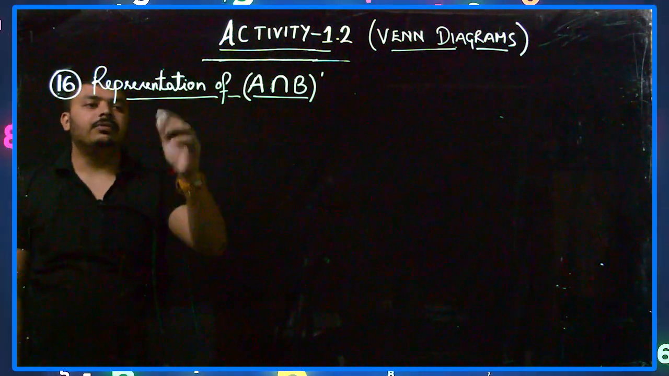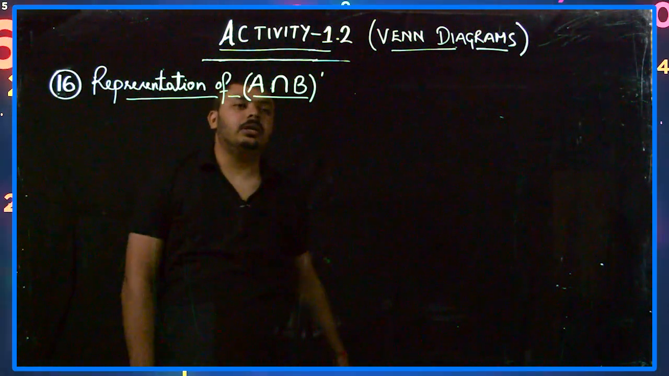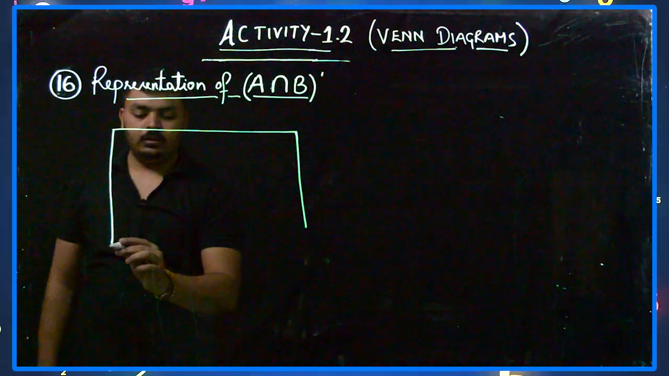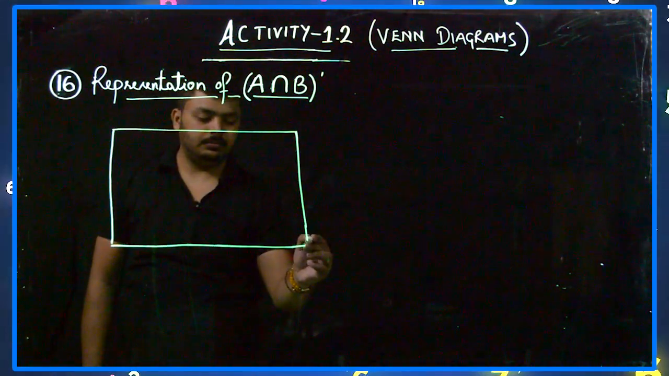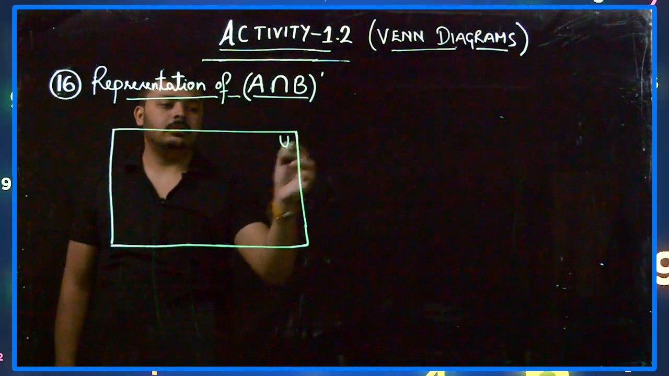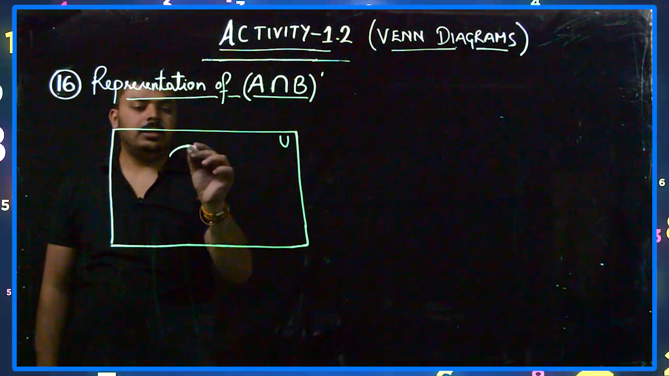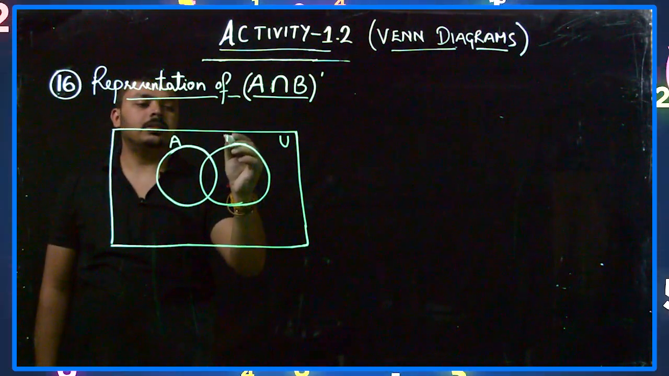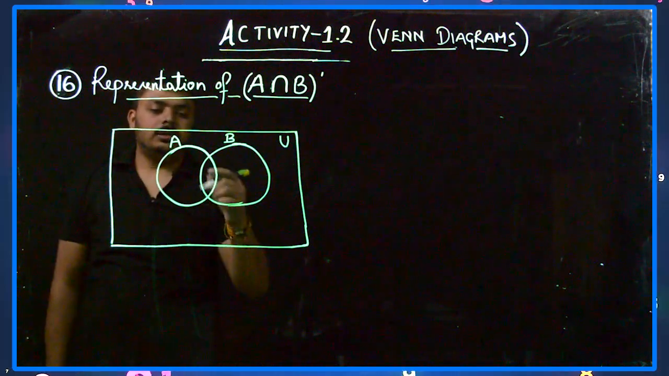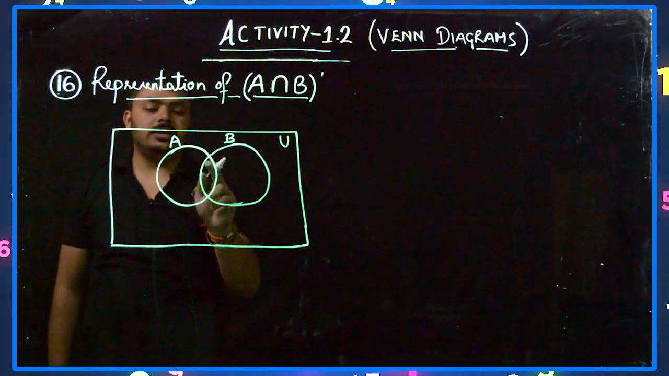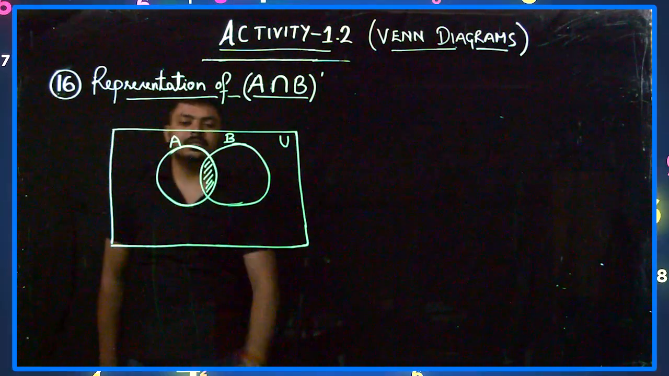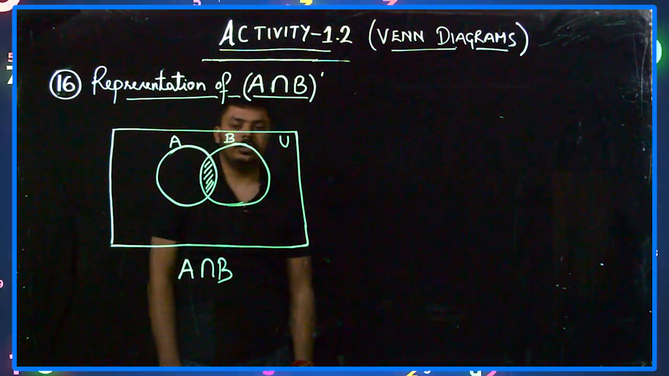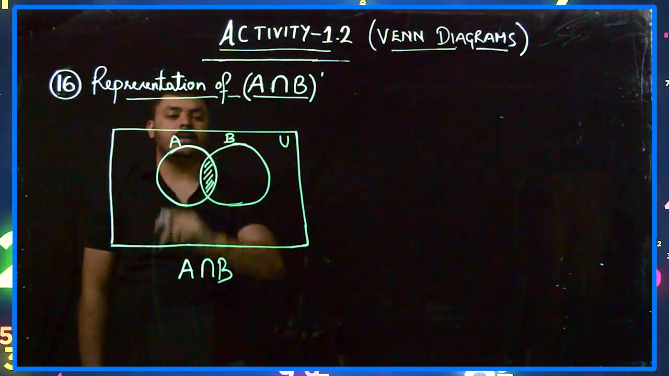Now in the 16th point we will represent A intersection B complement. So first, in the Venn diagram, we will represent this is the universal set. This is set A and this is set B. And the region between them is A intersection B. Now this is A intersection B, that is the common part between the two sets A and B.